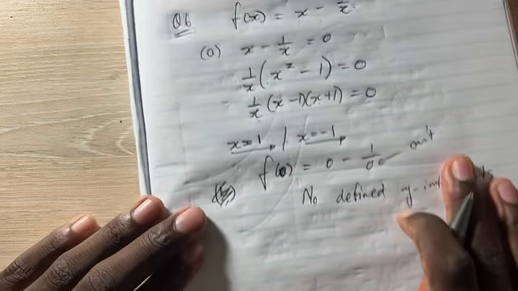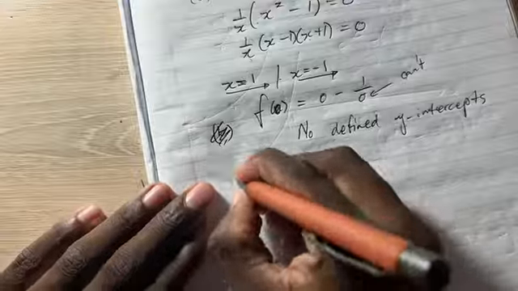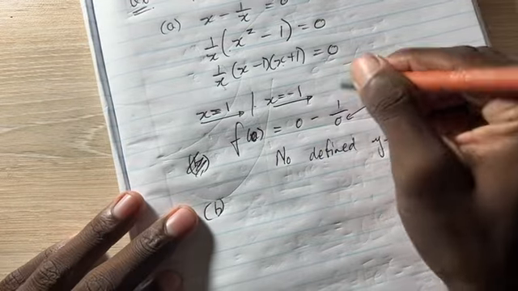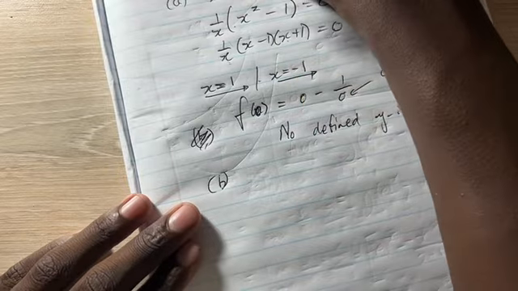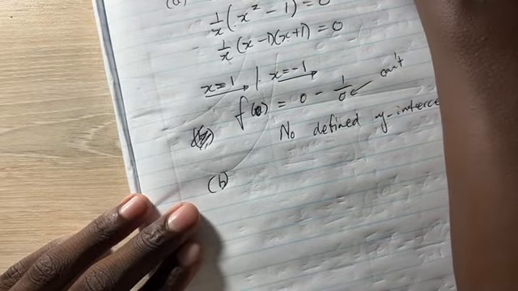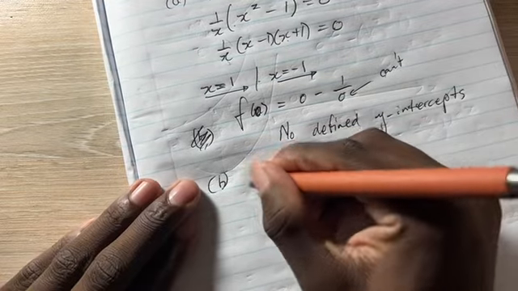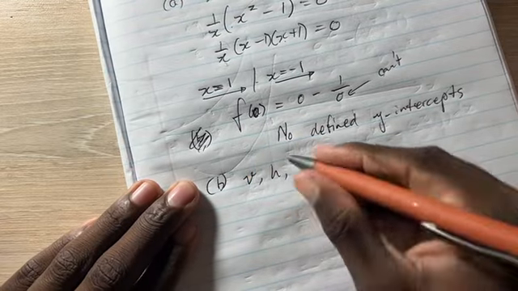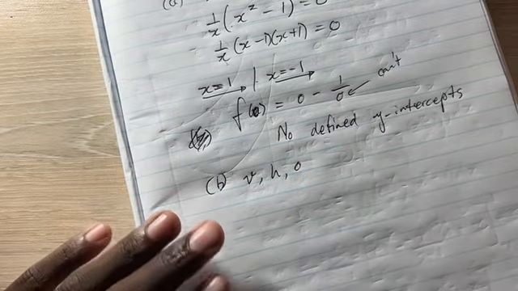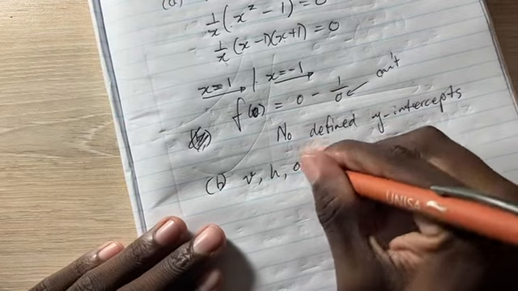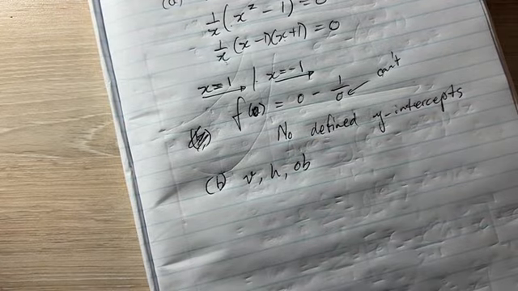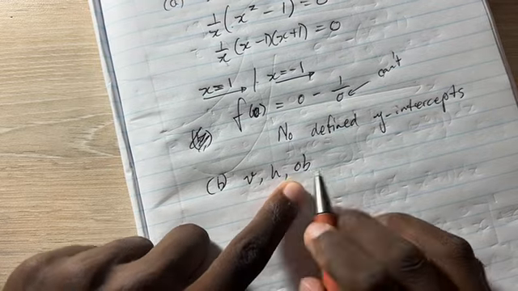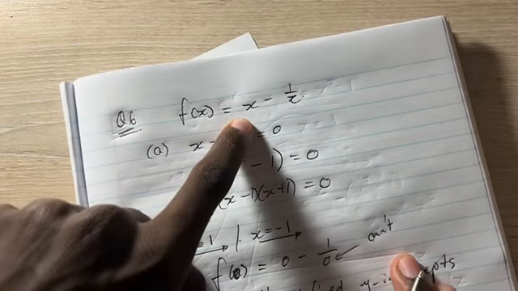Okay, let's go on to B. We don't have y-intercepts. These are x-intercepts. For the next question, it says find all vertical, I'm gonna say V, horizontal, I'm gonna say H, and oblique asymptotes, I'm gonna say O. I wanna say OB, sounds cooler. It says find all vertical, horizontal, or oblique asymptotes of this equation.